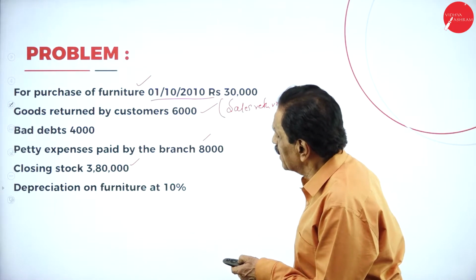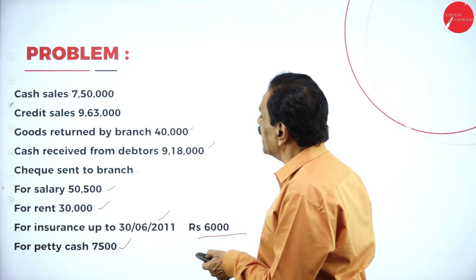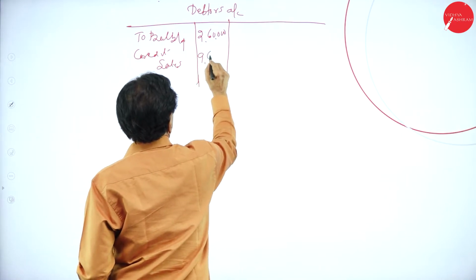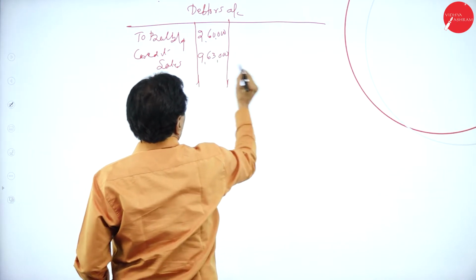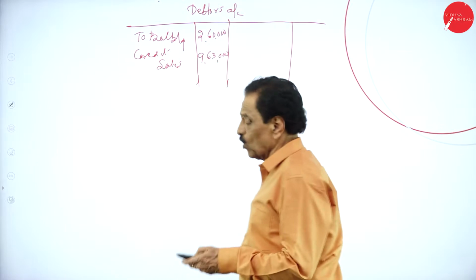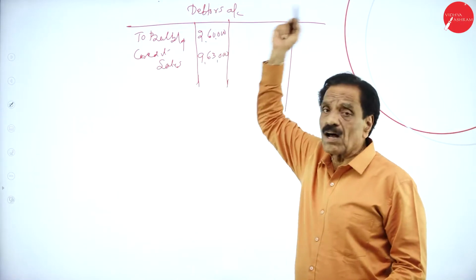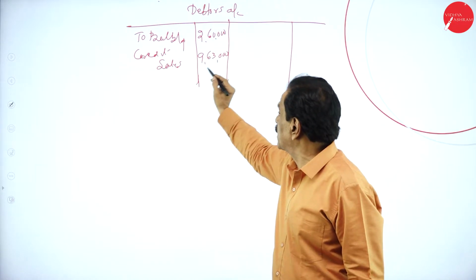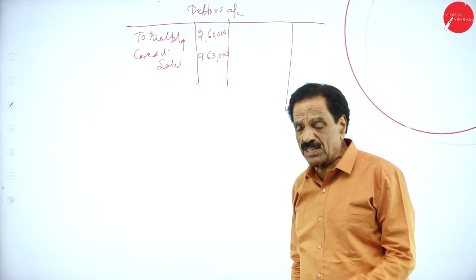See that? What's your credit sale here? Credit sale is 9,63,000. So much money we have to receive. Last year we have to receive 2,60,000. This year credit sale is 9,63,000.